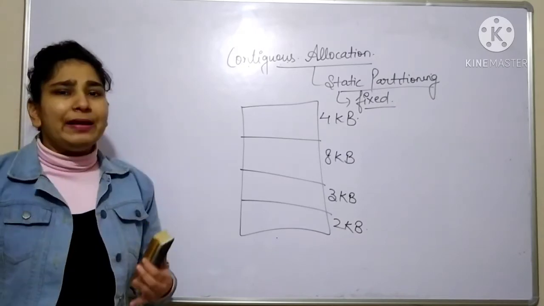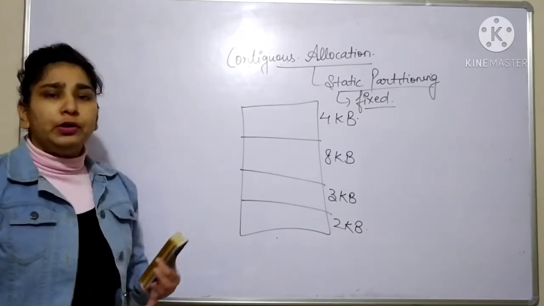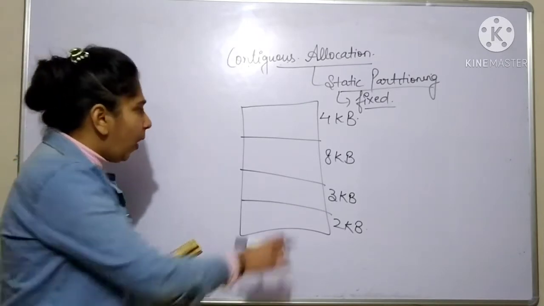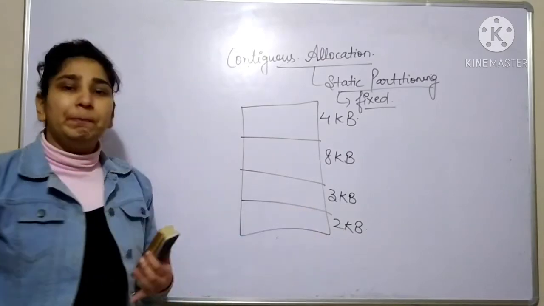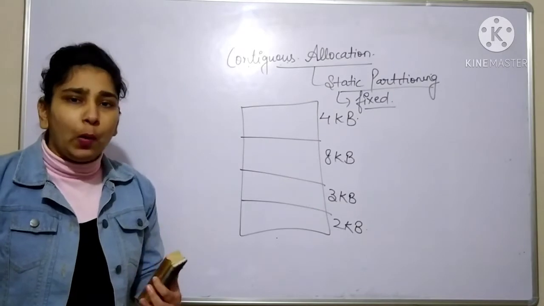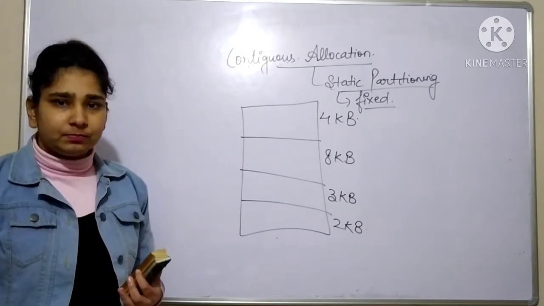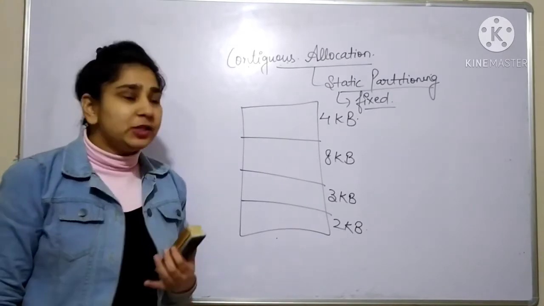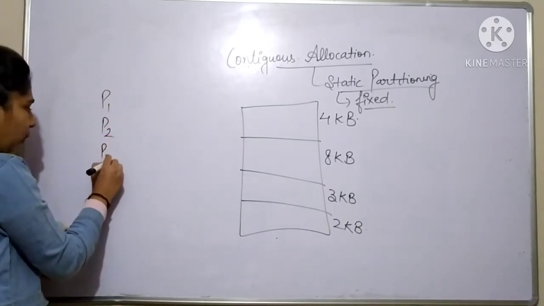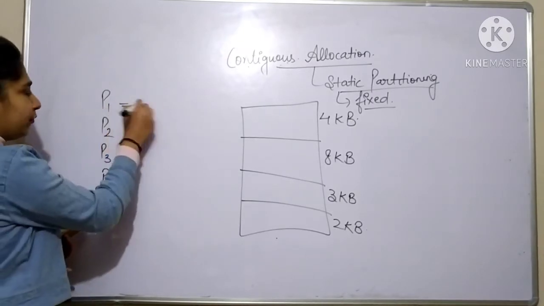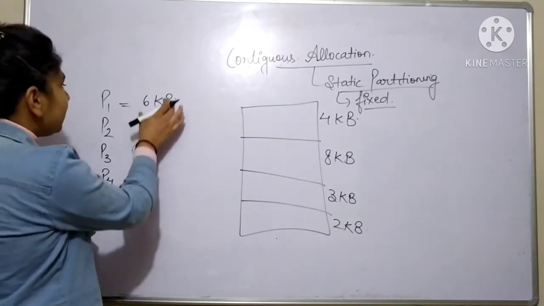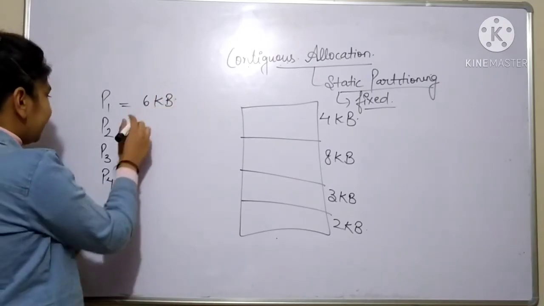So this is the simplest way. If you want to execute multiple processes, we are going to keep all of those processes in the main memory. Each partition is going to hold one process. So let's suppose we have these 4 processes that want to execute. Your first process needs 6 KB. The size of your process P1 is 6 KB.